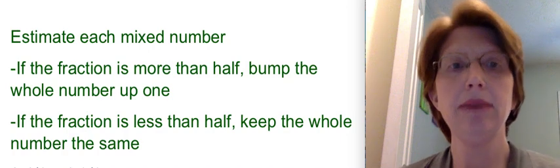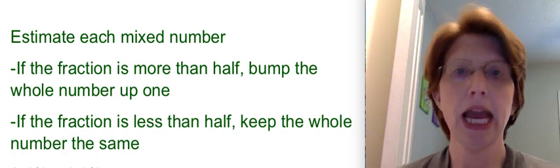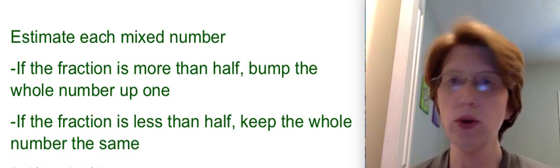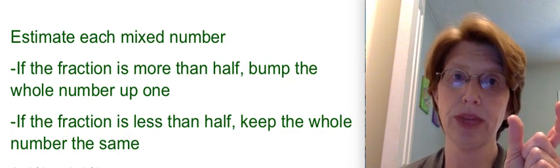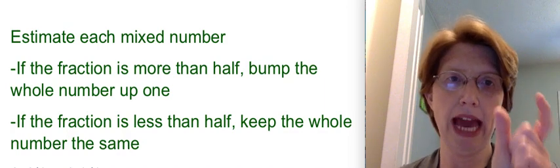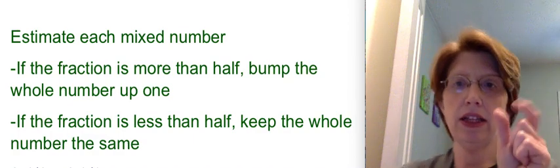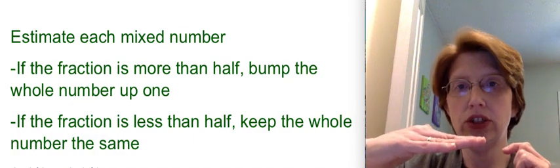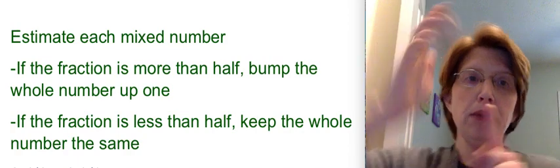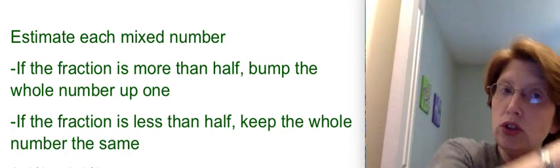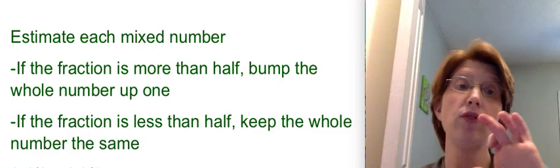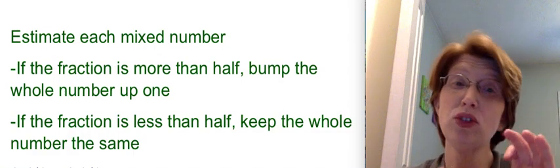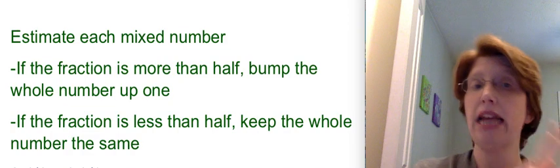We're going to estimate each mixed number. How are we going to do that? Remember, we look at the fraction part first. Is the fraction more than half? If it is, then that whole number that we see there to the side gets bumped up, because that means that it's closer. Think about measurements. If I'm using 3 3/4 of a cup, that's almost 4 cups, so I can estimate it at 4.